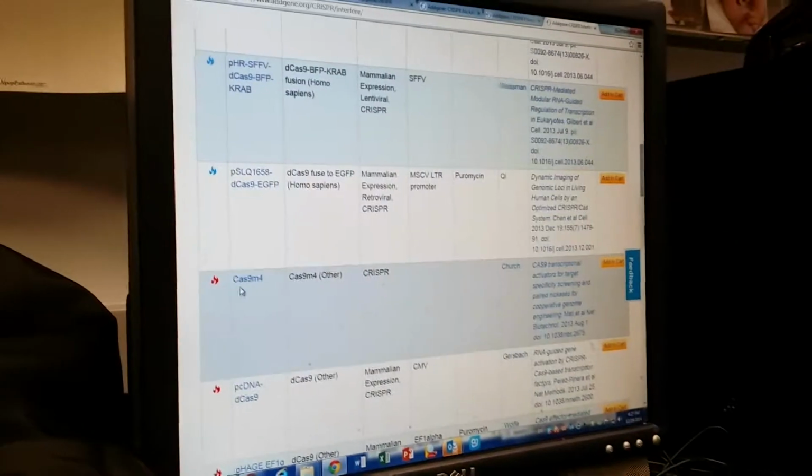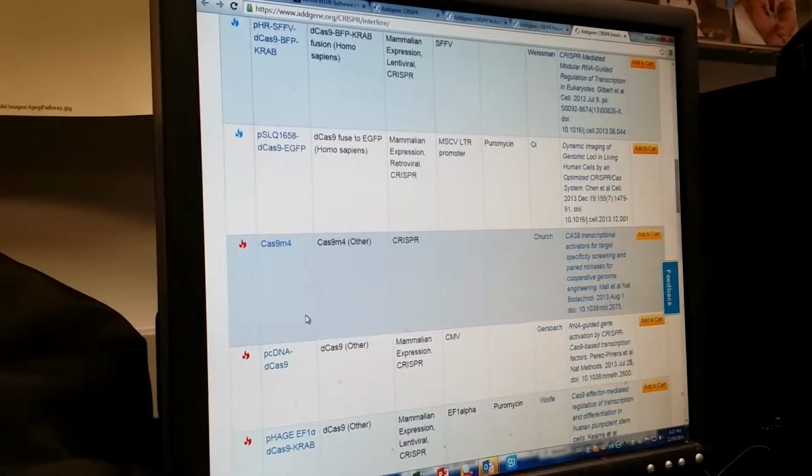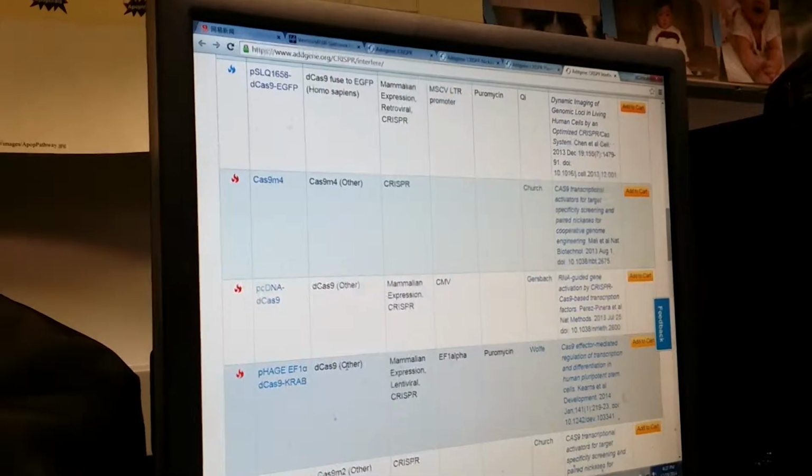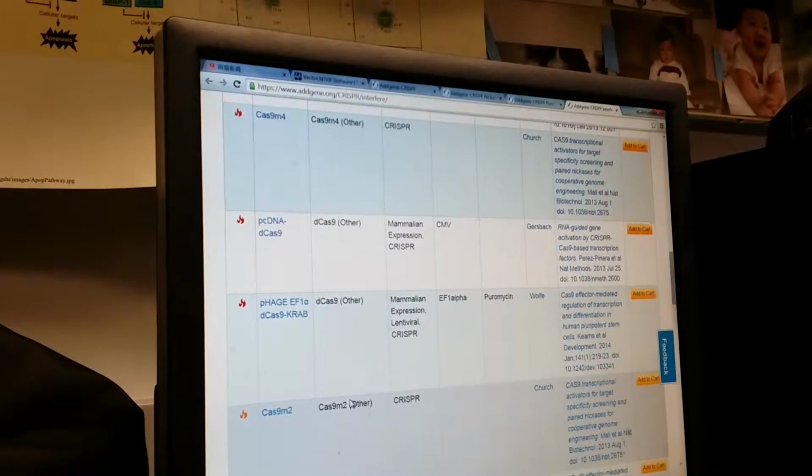Which is the hot one here? I'm sure I don't know this one. I don't know what this means. We didn't use this. We are not working on repressing. We just do activation. So this must be 2, right?